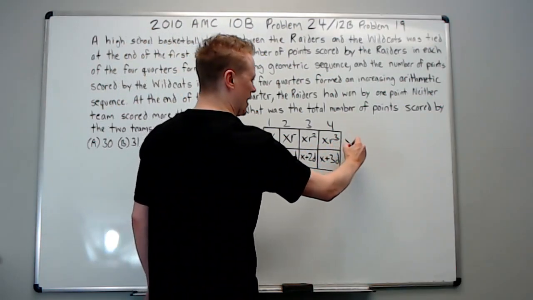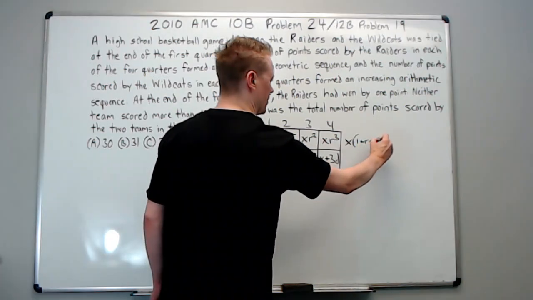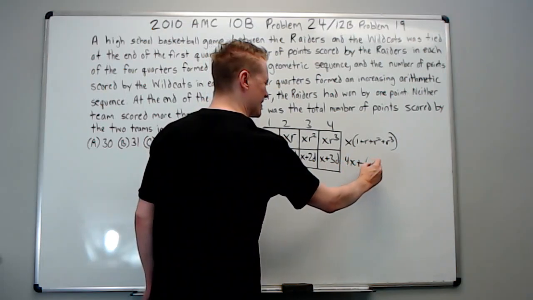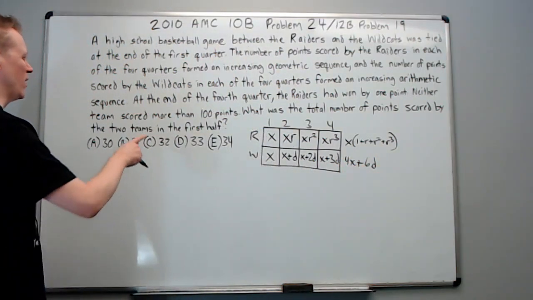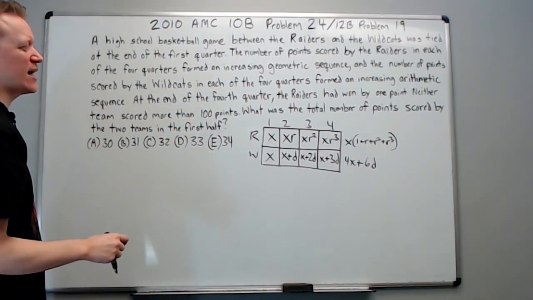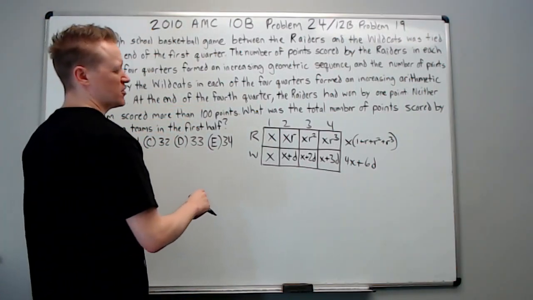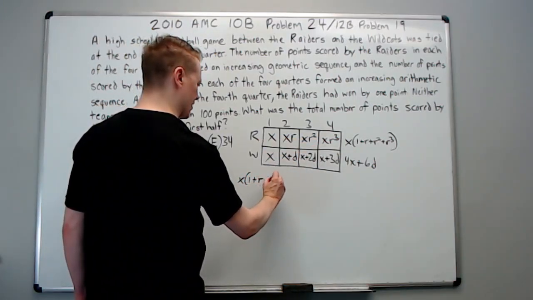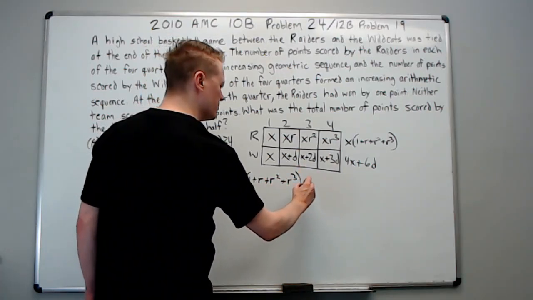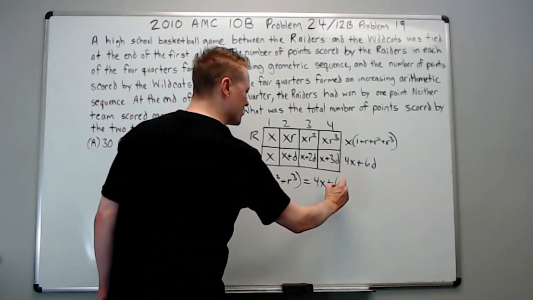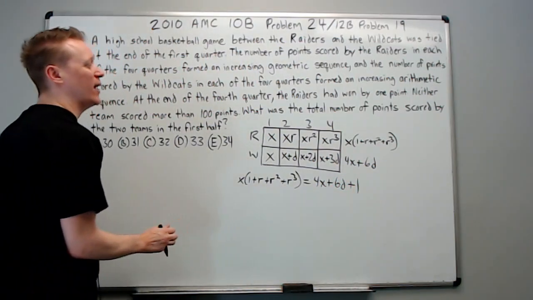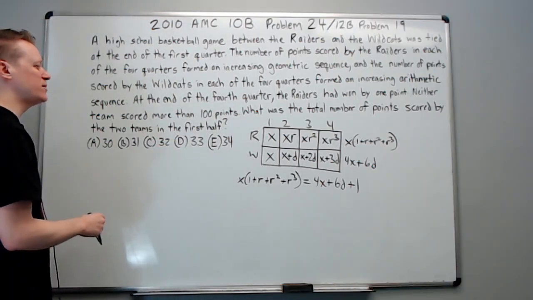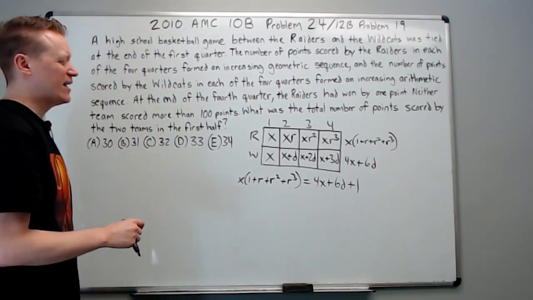If I add this all up, it's going to be X times 1 plus R plus R squared plus R cubed, whereas this is going to be 4X plus 6D. Okay, so then what? At the end of the fourth quarter, the Raiders had won by 1 point. So basically, if I take this value up here, X times 1 plus R plus R squared plus R cubed, it has to equal the Wildcats score if I increase it by 1. Neither team scored more than 100 points. Okay, what was the total number of points scored by the two teams in the first half?